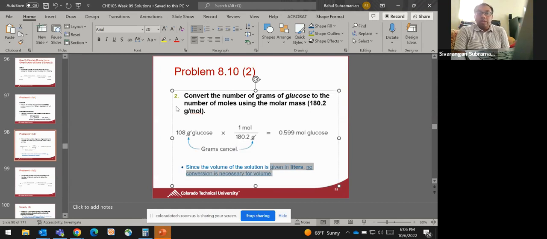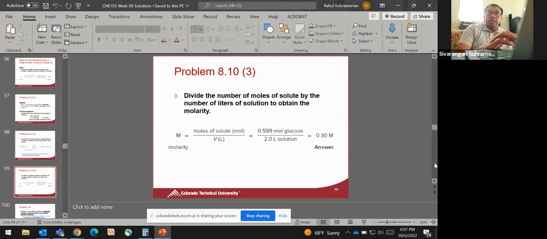Since the volume is already given in liters, no conversion is necessary. You have 2 liters, but 0.599 moles is dissolved in 2 liters. So simply divide 0.599 or 0.6 by 2 to give you an answer of 0.3 capital M, 0.3 molar solution. Again, the trick here is the numerator is expressed as moles of solute, the denominator is expressed as volume of solution.